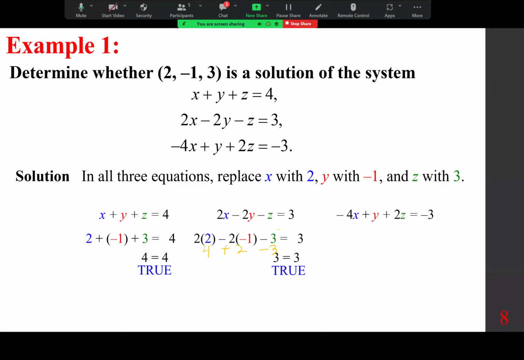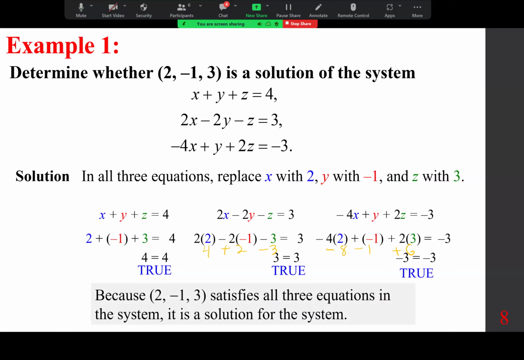Let's look at the third equation. Minus 4 times 2 plus negative 1 plus 2 times 3. Minus 8 minus 1 is negative 9, plus 6 makes it negative 3, which makes it a true statement. And because the triple 2, negative 1, 3 satisfies all three equations in the system, it is a solution for the system.